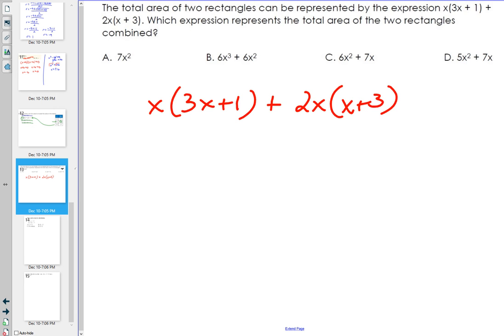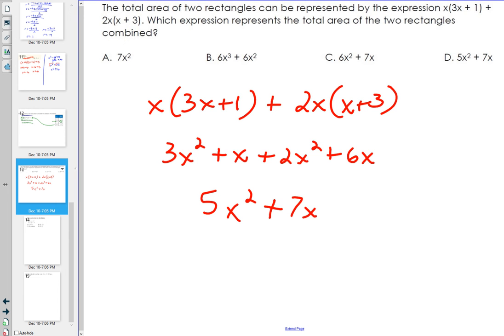One word. What would I do first to start simplifying? Distribute. 3x squared plus x plus 2x squared plus 6x. Then we go back to the hood to combine like terms. Have x squared. What's the answer?